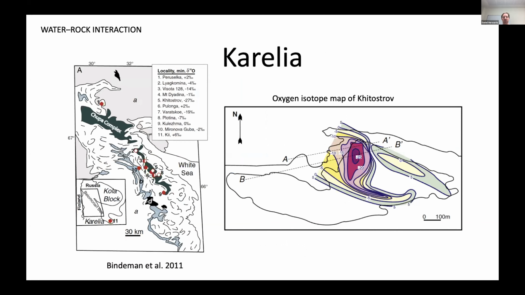Another example, even more spectacular, is known from Karelia in northwestern Russia, here in the Belomorian belt. Ilya Bindeman spent quite some time to study all of these different localities here and reported the minimum delta 18O value, which in this one famous locality, Kitsostrov, ranges down to -27 per mil. And Ilya Bindeman even mapped out the delta 18O of these at this locality, and you can see this nice bullseye pattern that was obviously sheared in the tectonic event later on.